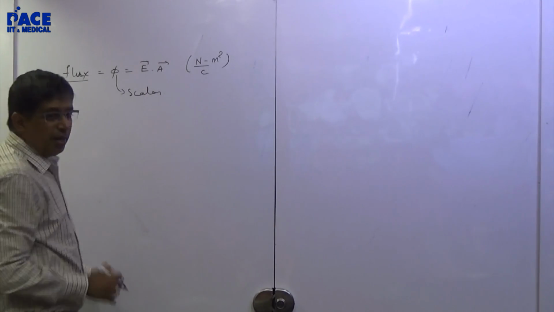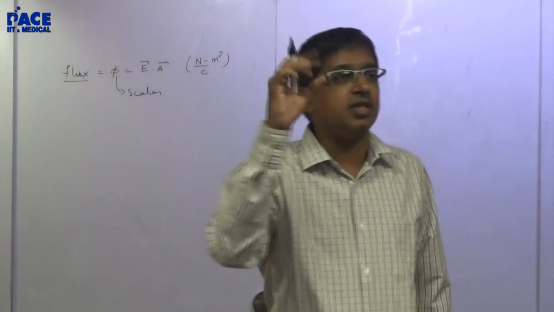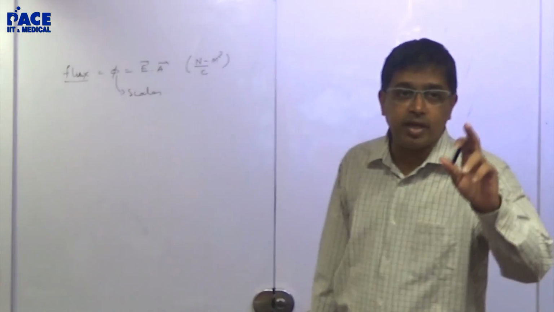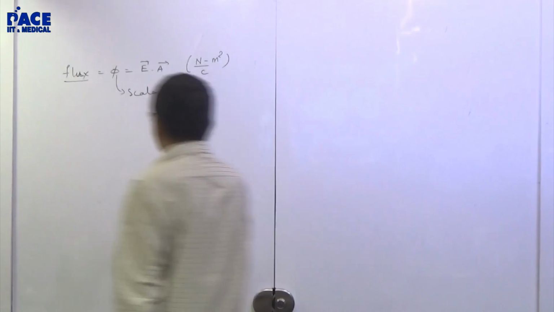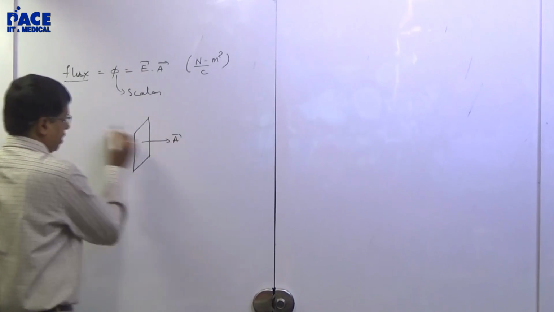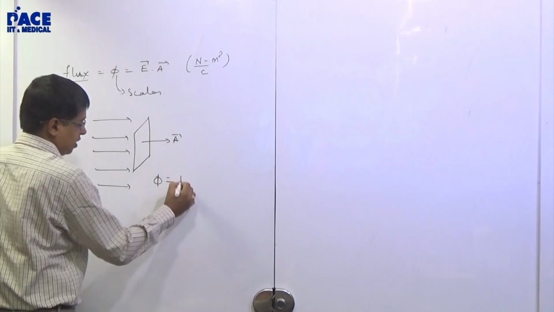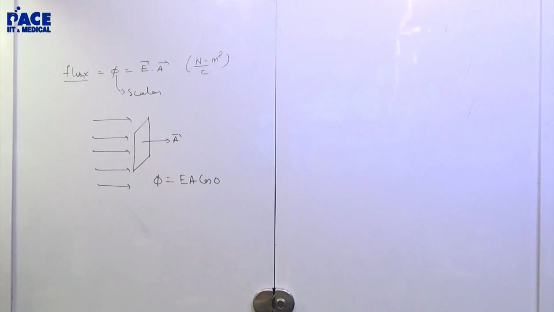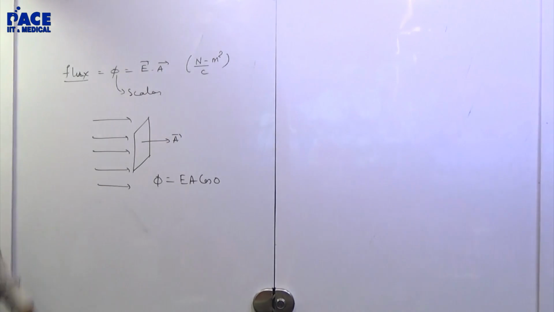What does it generally measure? It measures the number of electric lines of force intercepting a surface perpendicularly. Right? So tomorrow if you take a surface like this, this is the area vector, and you have a field this way, then the flux through this surface is EA cos 0. Right? Dot product, either you resolve one towards the other or the other towards the first.